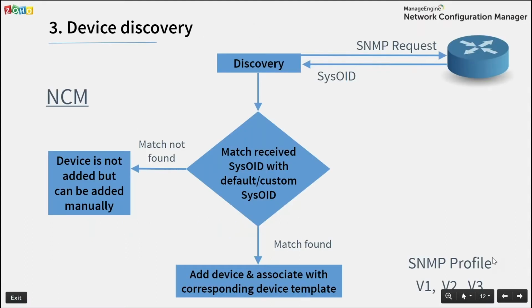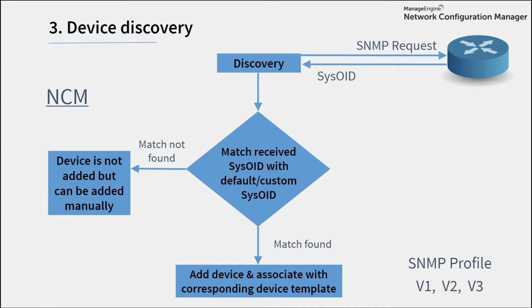Without further delay, let's get into the topic of the day. How to discover devices in Network Configuration Manager. You can use SNMP profiles V1, V2, V3 while taking care of the discovery process.